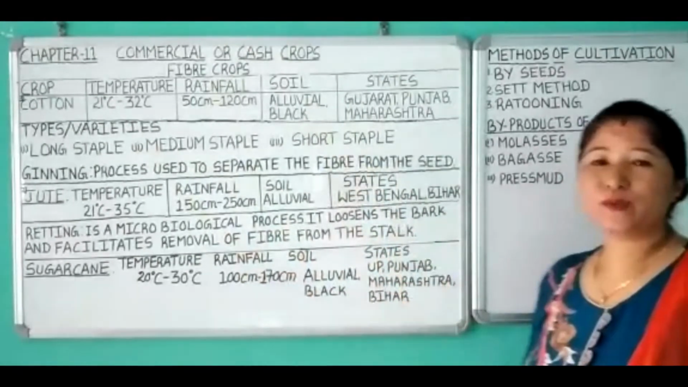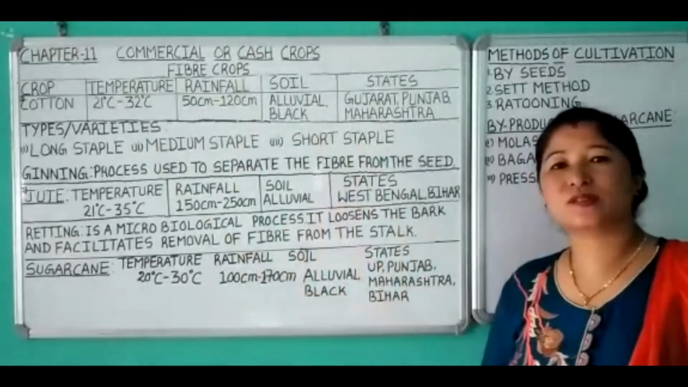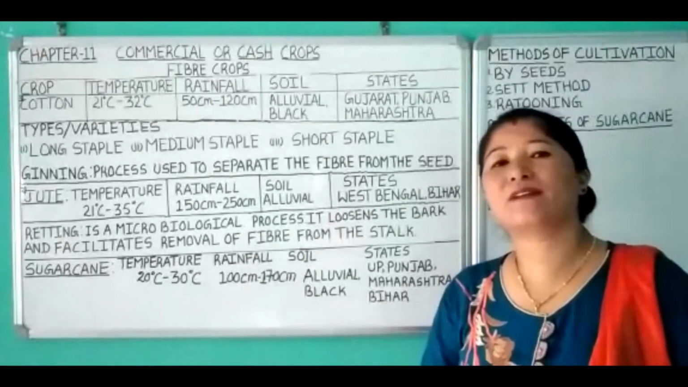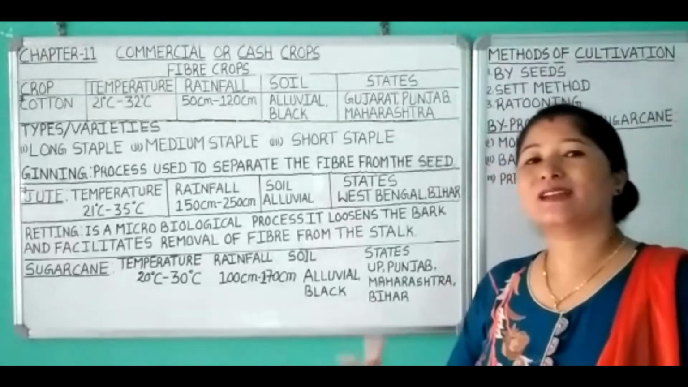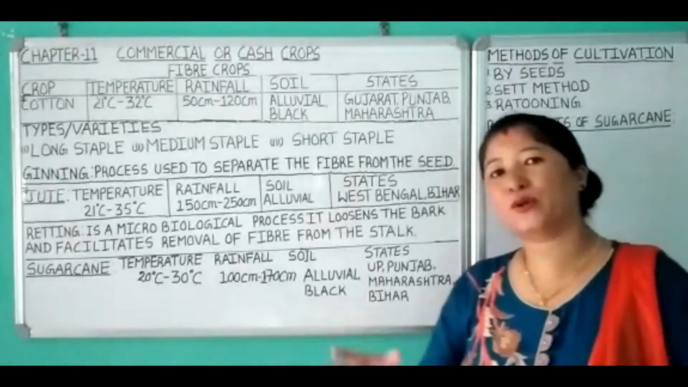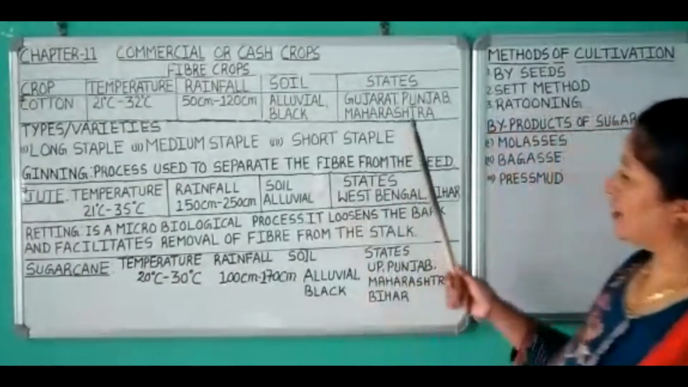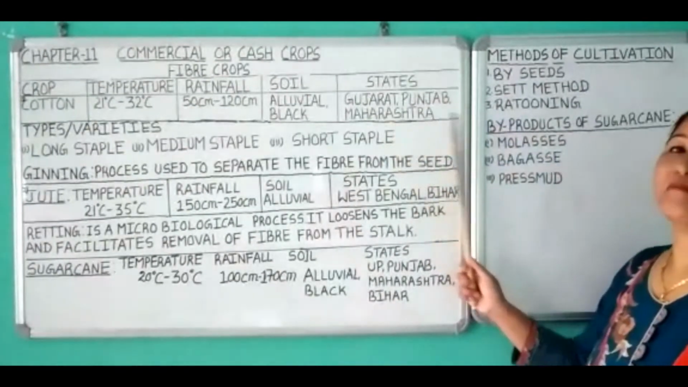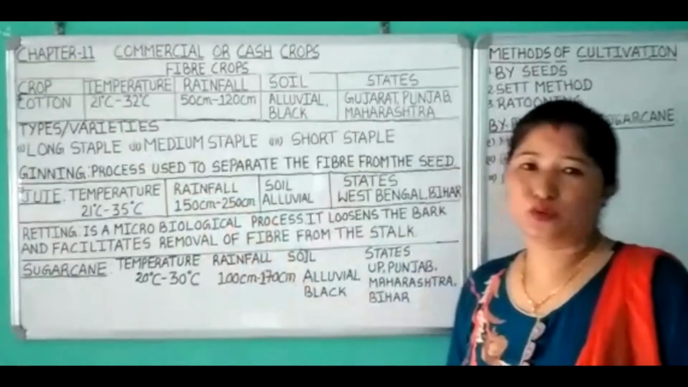And here the two important points which you have to remember: cotton is a soil exhausting crop, so therefore fertilizers have to be used regularly. That's one point. Second one, since it cannot tolerate the waterlogging or the stagnant water, there should be a proper drainage system. So these are the two points. Then the states: it's grown in Gujarat, Punjab, Haryana and Maharashtra. These are the four important states where cotton is grown.